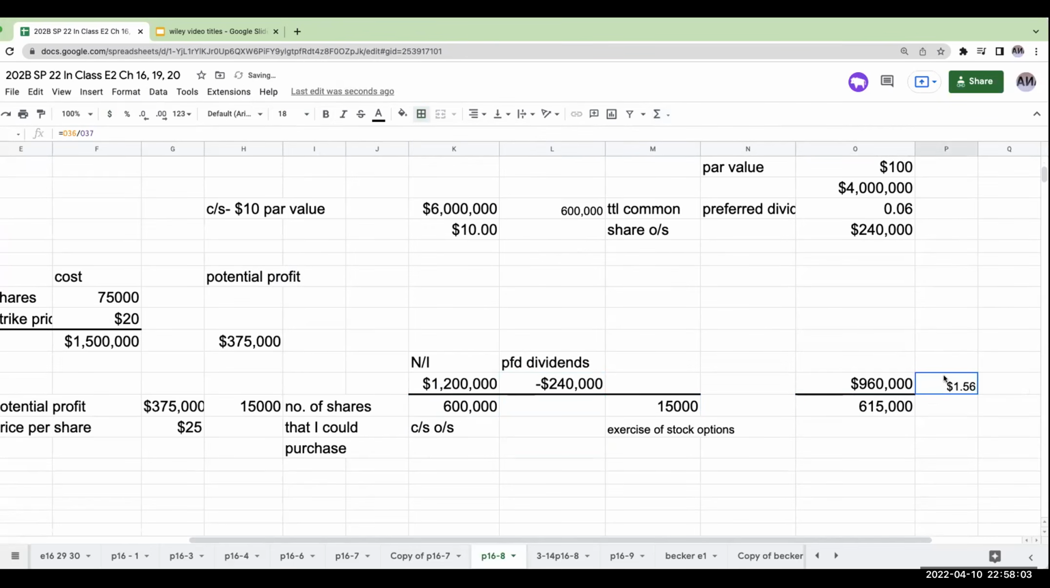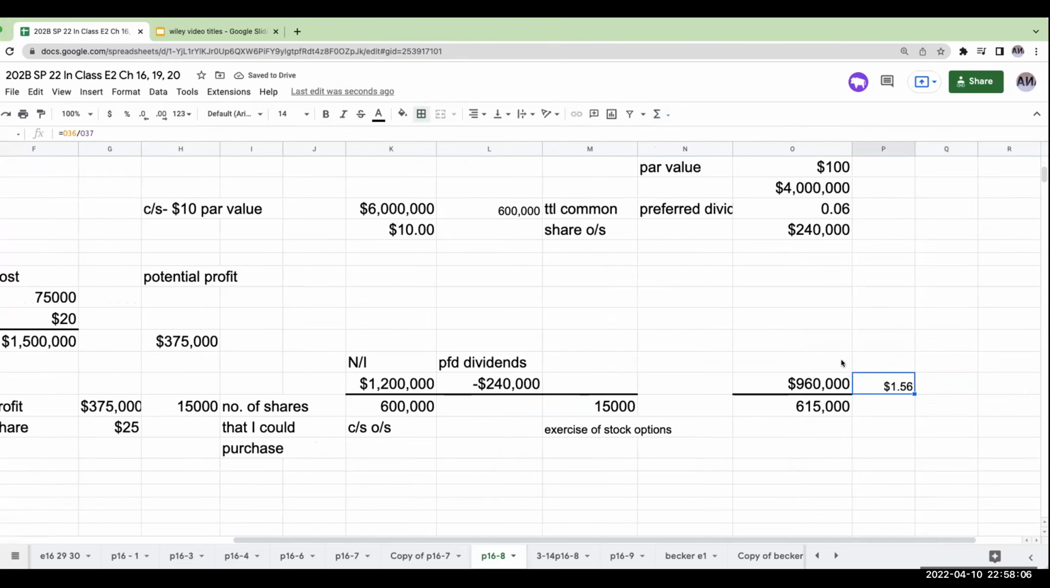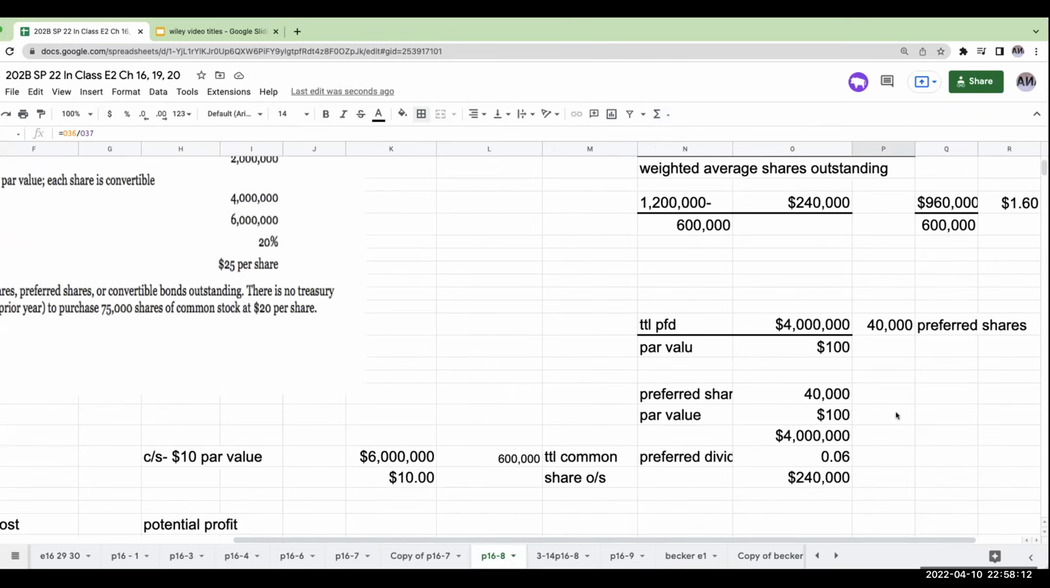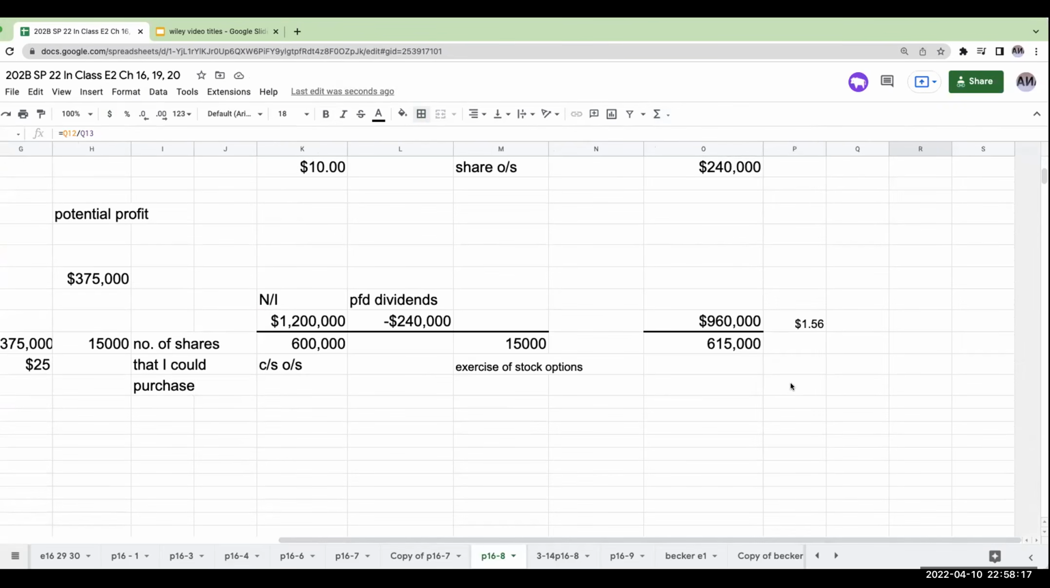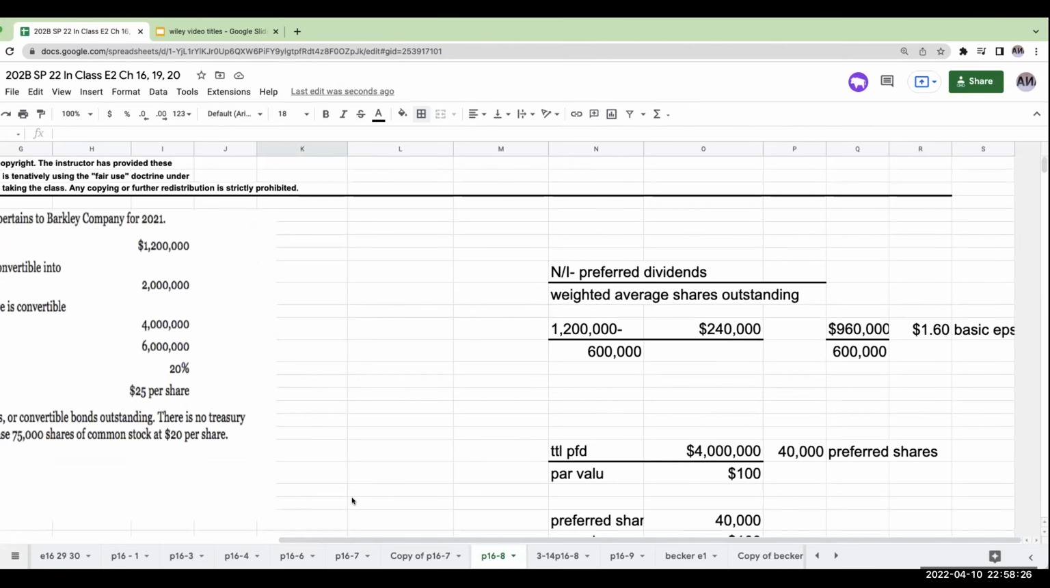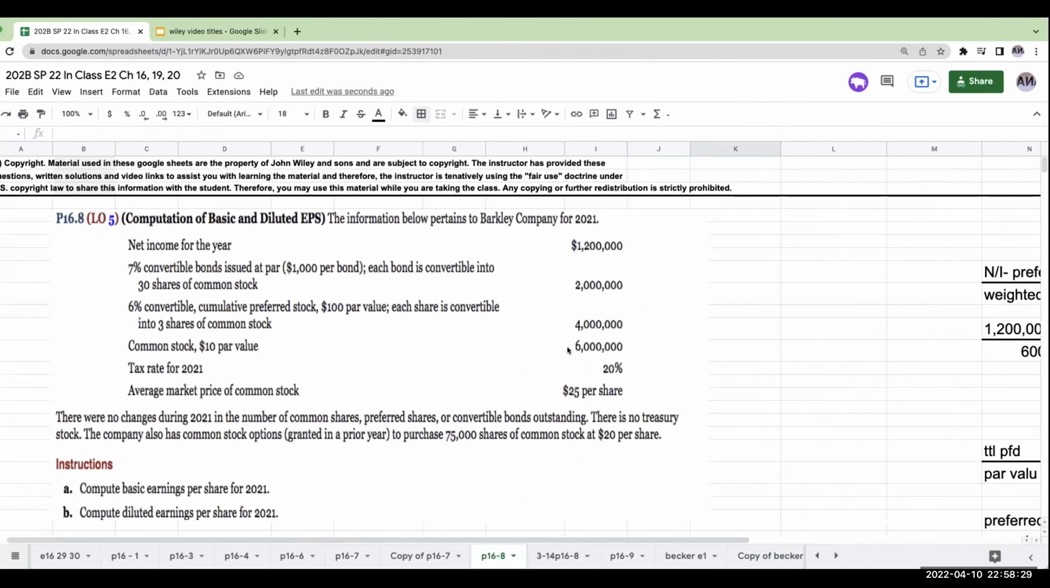Right over here, basically I've got $1.56 per share so far. Now, when I look at this, is the $1.56 below the $1.60? The answer is yes. So I'm going to start first with my most dilutive. Now, what is going to be my second most dilutive and my third most dilutive? Let's go through and figure those out. So let's take a look at what happens if these 2 million of bonds are converted. So over here, I have 2 million.